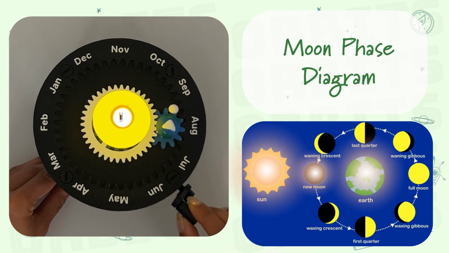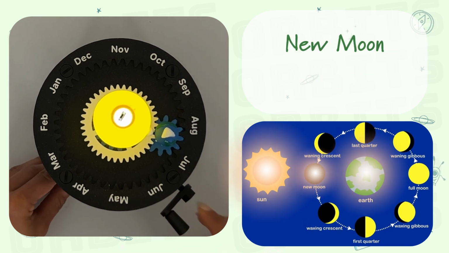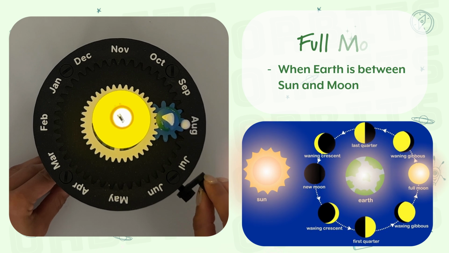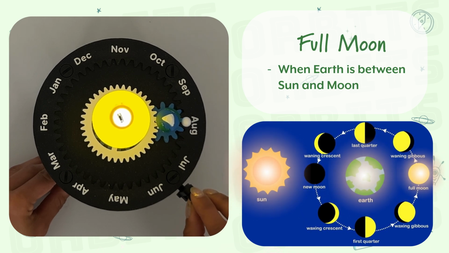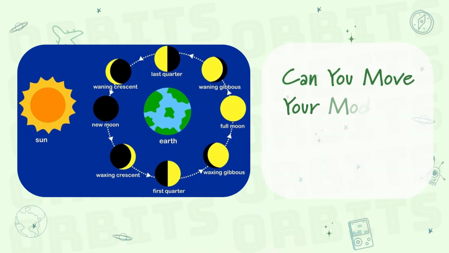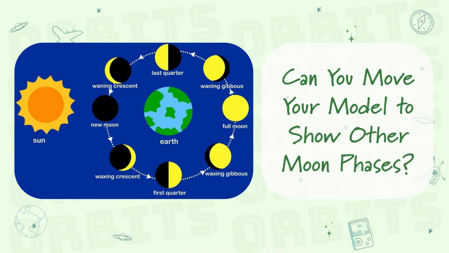When the moon is between the sun and the Earth, that's a new moon because the side facing Earth is dark. When the Earth is between the sun and the moon, that's a full moon. Can you move your model to make a crescent moon or a half moon?